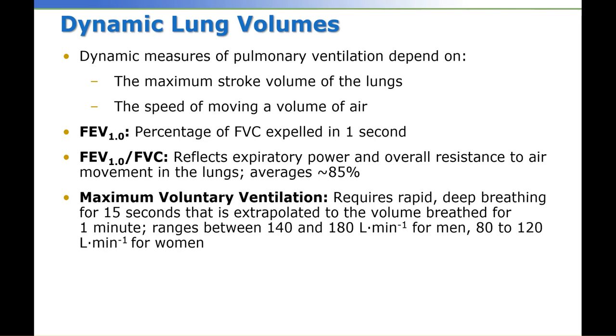Okay, so you have FEV, the percentage of FVC expelled in 1 second. Forced vital capacity is the max volume expired after max inspiration. FEV divided by the FVC reflects the expiratory power and overall resistance to air movement in the lungs, and averages 85%.